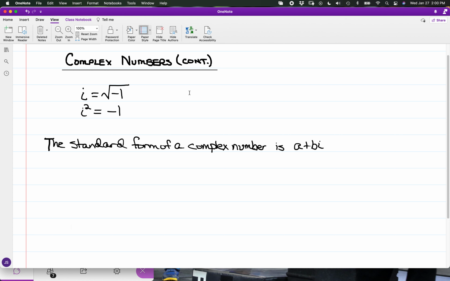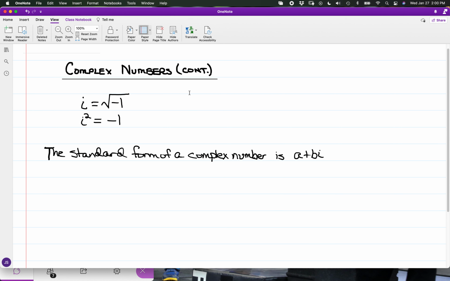All right. Good afternoon. Again, just continuing on with what we have in complex numbers. Again, we have at the foundation the variable i, which represents the square root of -1, and also in looking at converting in terms of the standard form of a complex number, we have i squared is equal to -1, and again, the standard form of a complex number is a plus bi.